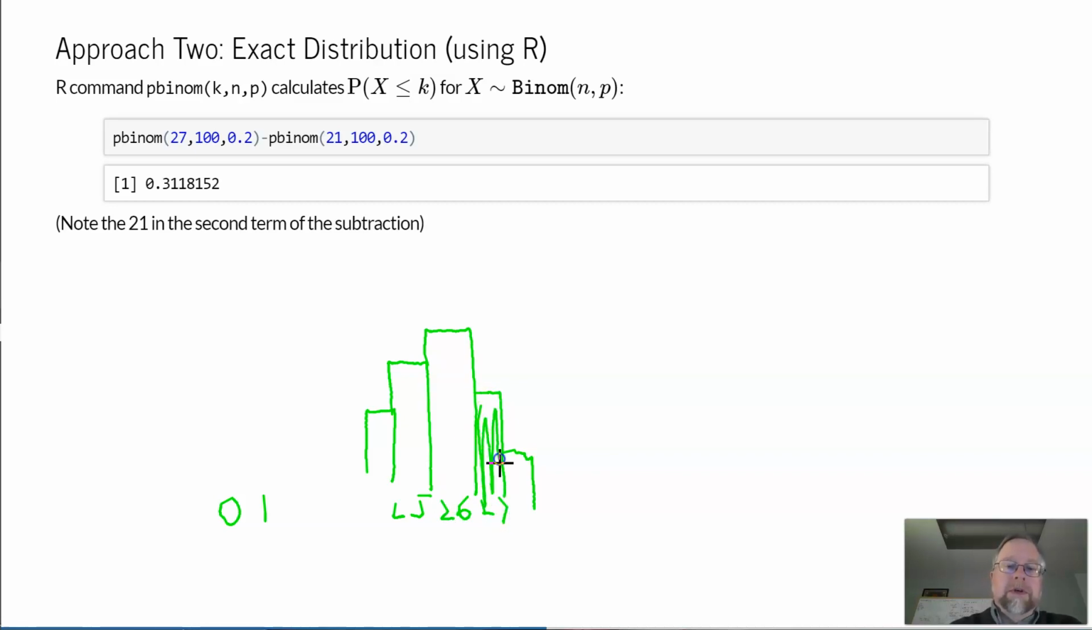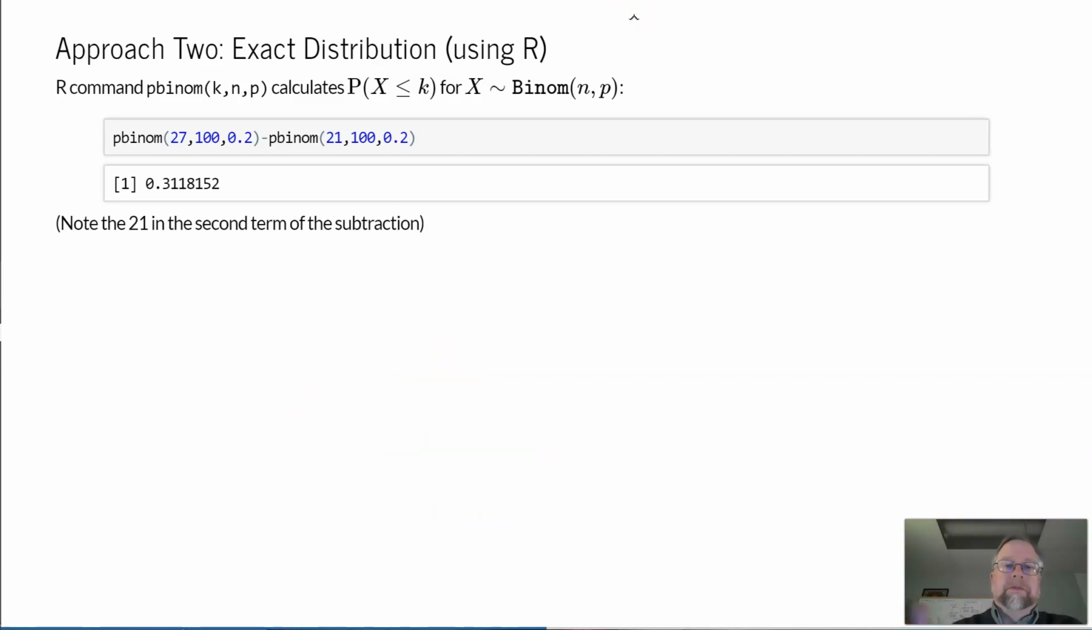So the area of everything, all the bars up to 27. That's this. And then I'm subtracting everything up to 21. And notice 21 is not 22, right? I want the probability of getting a value between 22. Let me restart the drawing.